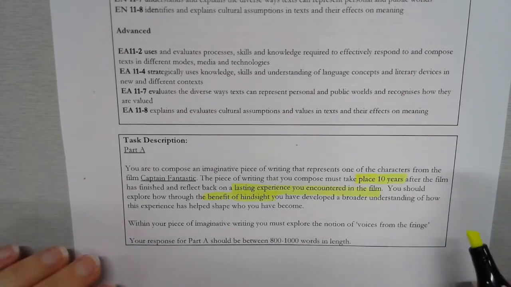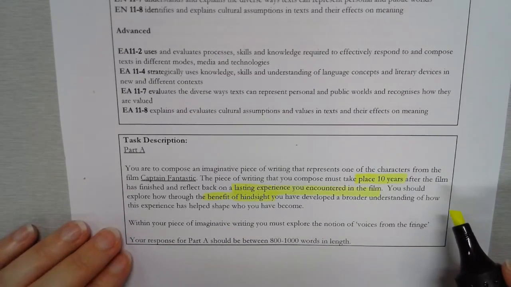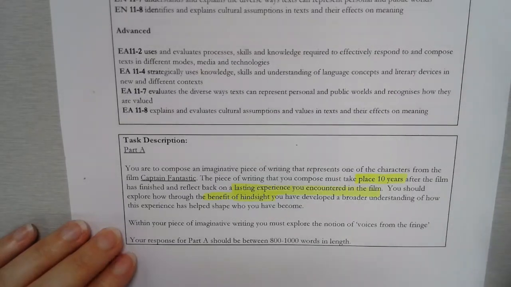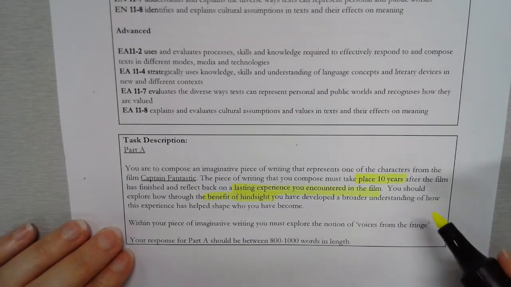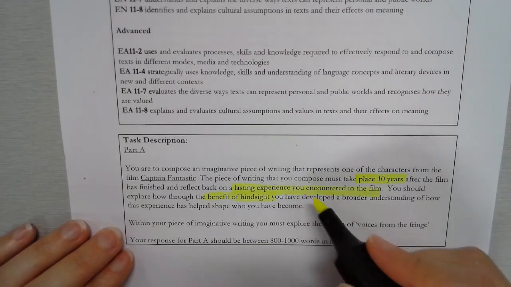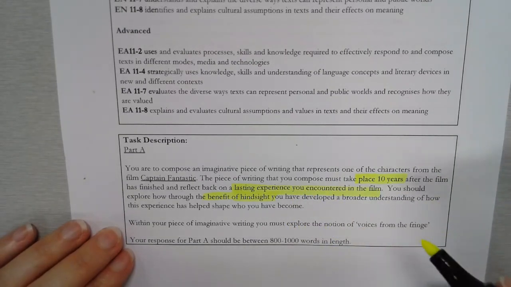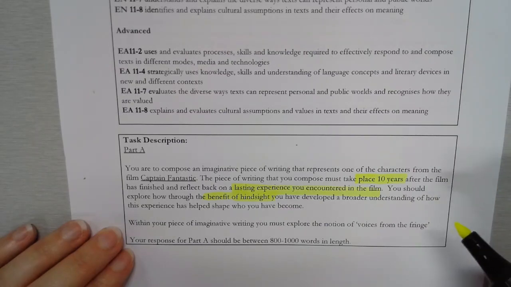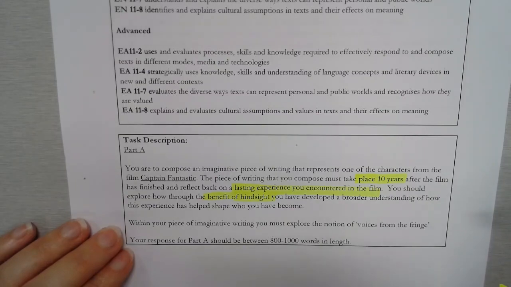So you might do some planning around that and think about how you might put that together in a piece of imaginative writing. Will you have perhaps a flashback to this lasting experience? Or will it be the character reflecting back on aspects of experiences that happened in the film? So how exactly are you going to put that into writing?